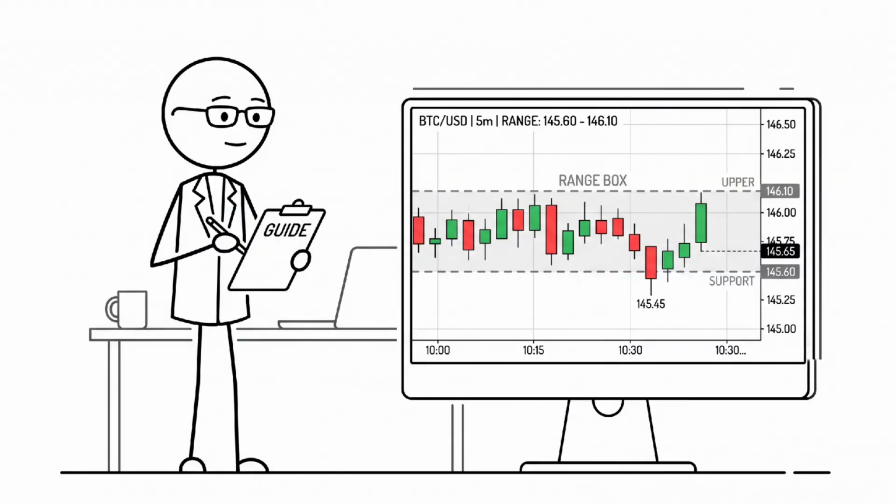They can't buy it all at once. Their size is too big. So they buy gradually, absorbing retail's panic inside a tight range. On the chart, boring, sideways, low volume. Occasionally price dips below the range, stops get hit, panic spikes, and price snaps right back. That's not random. Institutions need sellers, and stop losses create sellers.